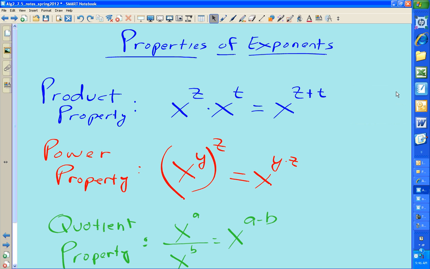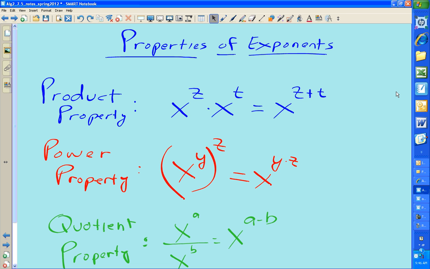So the three properties of exponents that I asked you to write down, this is from last period. One student wrote down x to the z times x to the power of t equals x to the z plus t power. We're adding our exponents. The power property, x to the y raised to the z power is x to the y times z. Here we multiply our exponents.